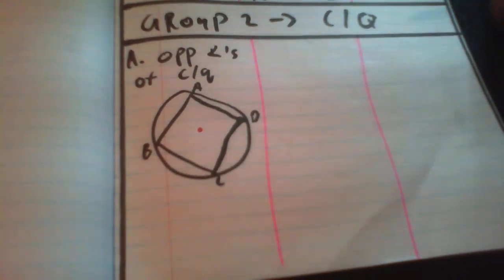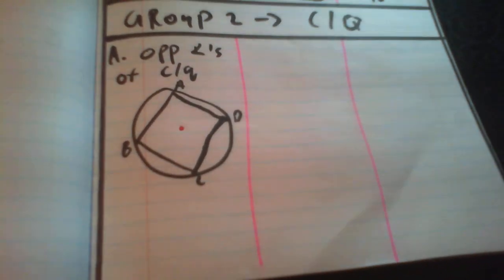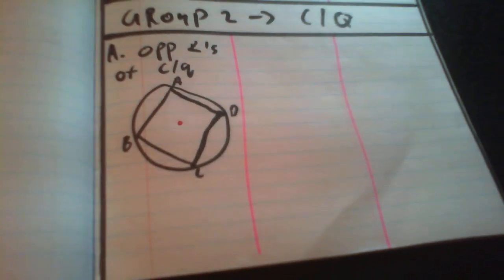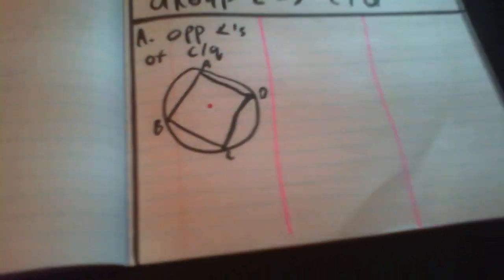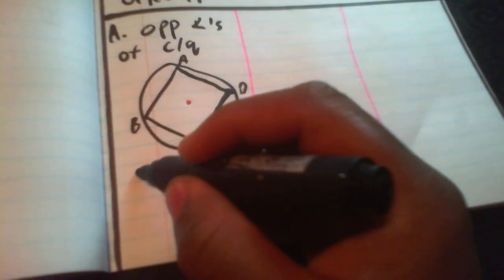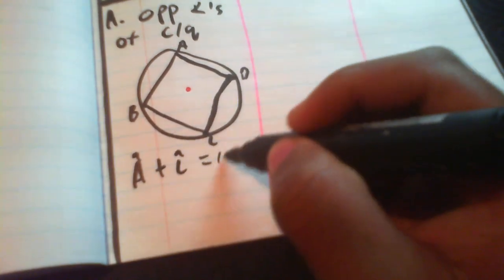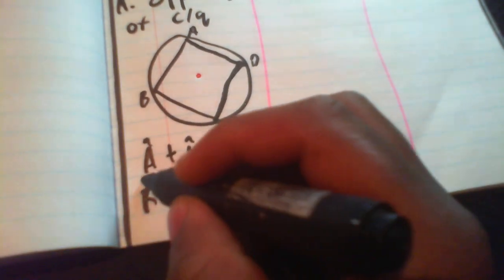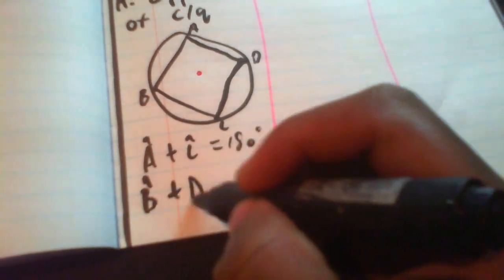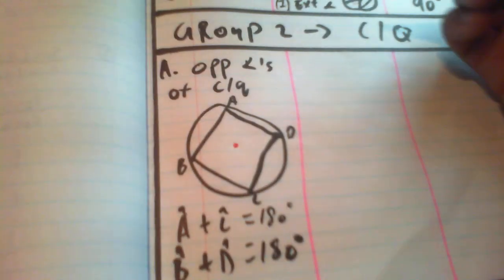opposite angles of a cyclic quad, which I have mentioned that I'm going to do a separate video just discussing the proofs, showing you how to prove all these theorems. And so we know that here A plus C are equal to 180 degrees, and B plus D also equal to 180 degrees. Both pairs equal to 180 degrees.